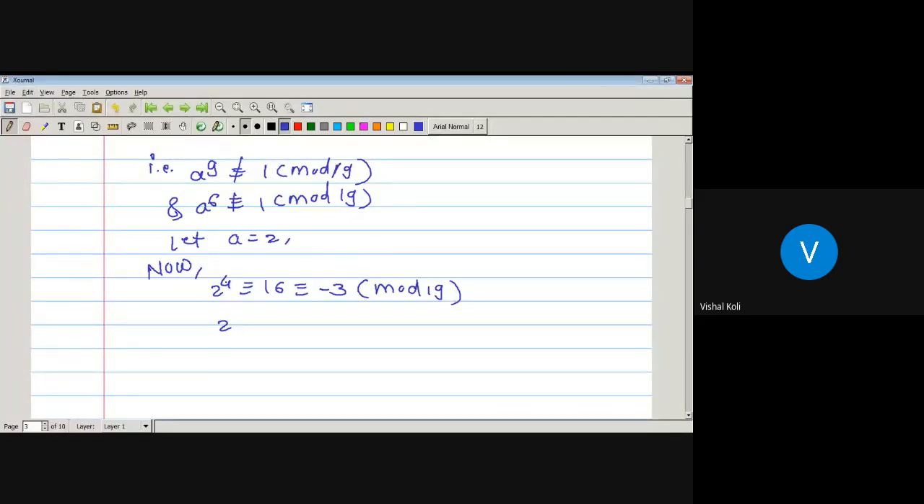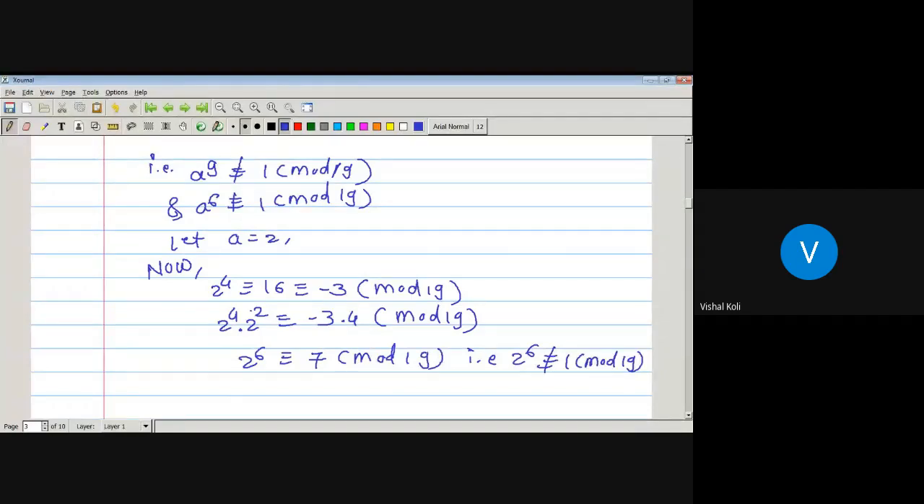Actually we have to find out 2 raised to 6, so we take 2 raised to 4 into 2 square. That is congruent to minus 3 into 2 square, which is minus 3 into 4, which is minus 12. Over modulo 19, minus 12 is nothing but 7. Therefore, 2 to the power 6 is congruent to 7 modulo 19. That is, 2 to the power 6 is not congruent to 1 modulo 19. Therefore, the first case is true.